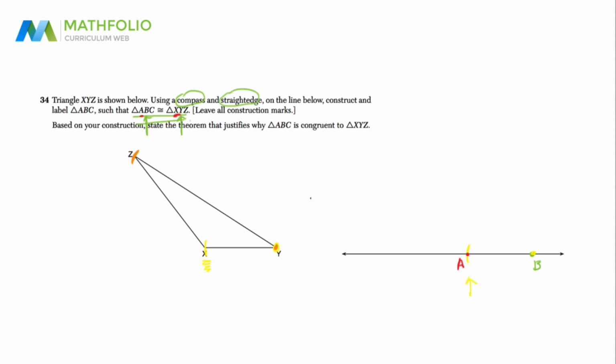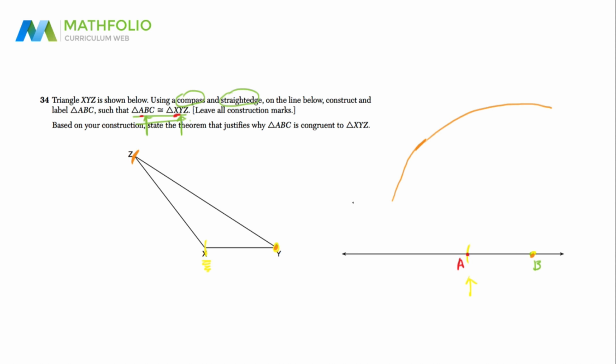And then I'm going to come back to point B, put the point, and I'm going to do the same little mark for point Z here, except I'm going to go further. I'm going to use my compass to make a big arc like this. And everything here is equidistant from B, just like the distance from Y to Z. That's equidistant to everything on this orange arc to B.